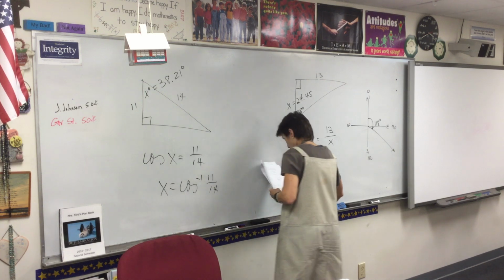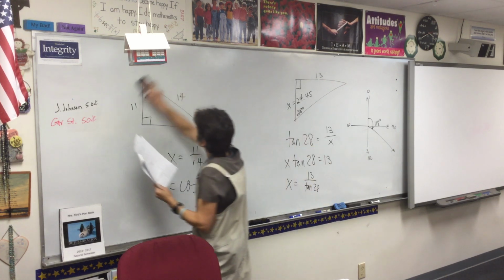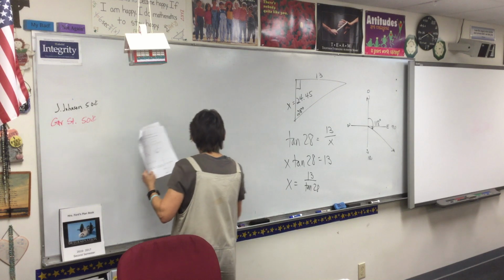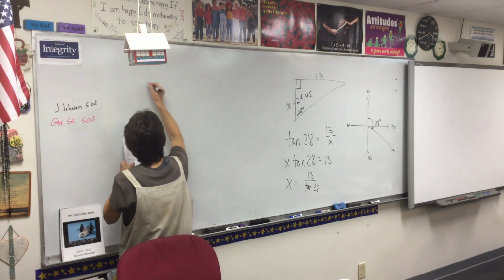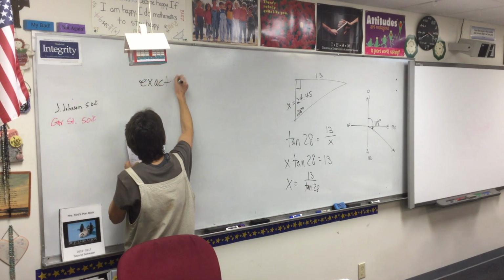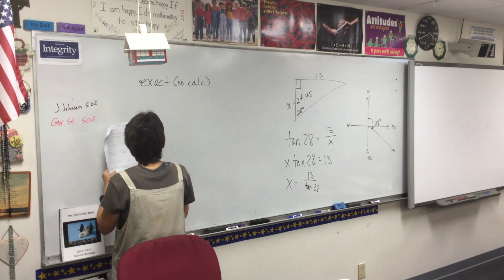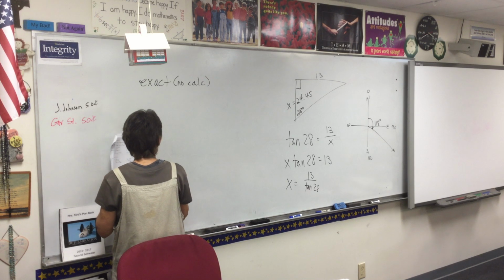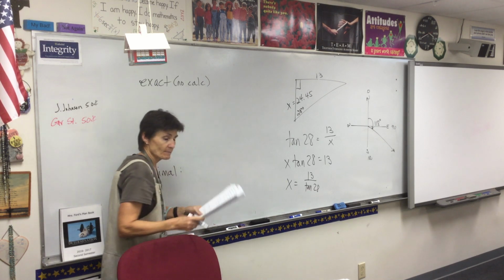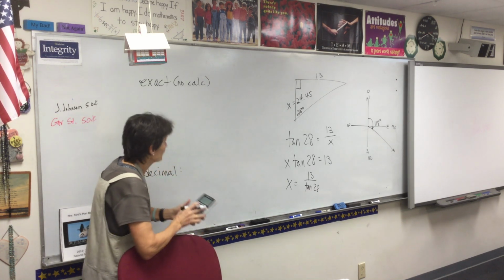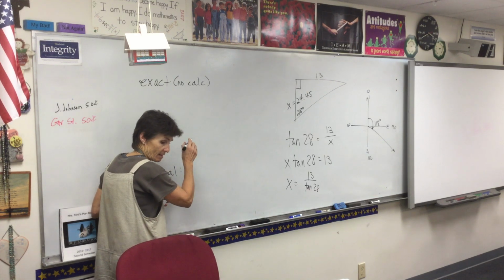Okay, now we've got a problem that we're going to do 2 different ways. So we're going to do it exact, and that means no calculator. Exact means no calculator. And then we're going to do it in decimal form. That means with the calculator. All right, so let's do that first. The problem is sine and cosine.